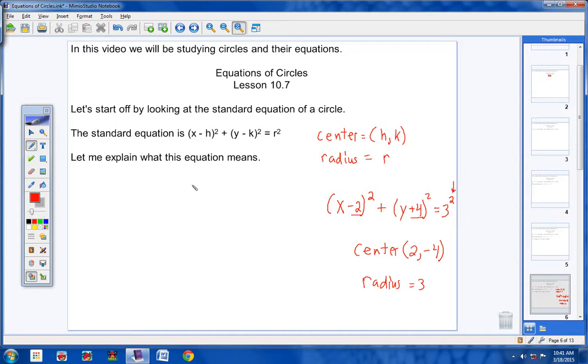Now, what if there's not a power of 2? Well, let's talk about that. Let's say we had x minus 2 quantity squared plus y plus 4 quantity squared, and then we had a 16 over here, okay? Well, can we write 16 so that it has a power of 2? Sure we can. What does 16 equal? 4 squared, correct? So in place of 16, you would simply write 4 squared. And now what's the radius going to be?